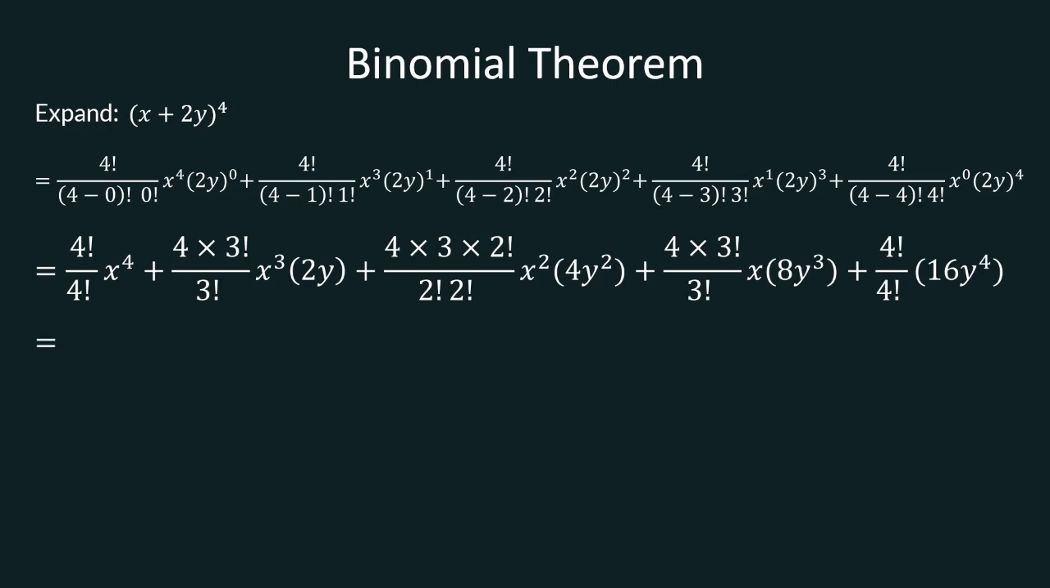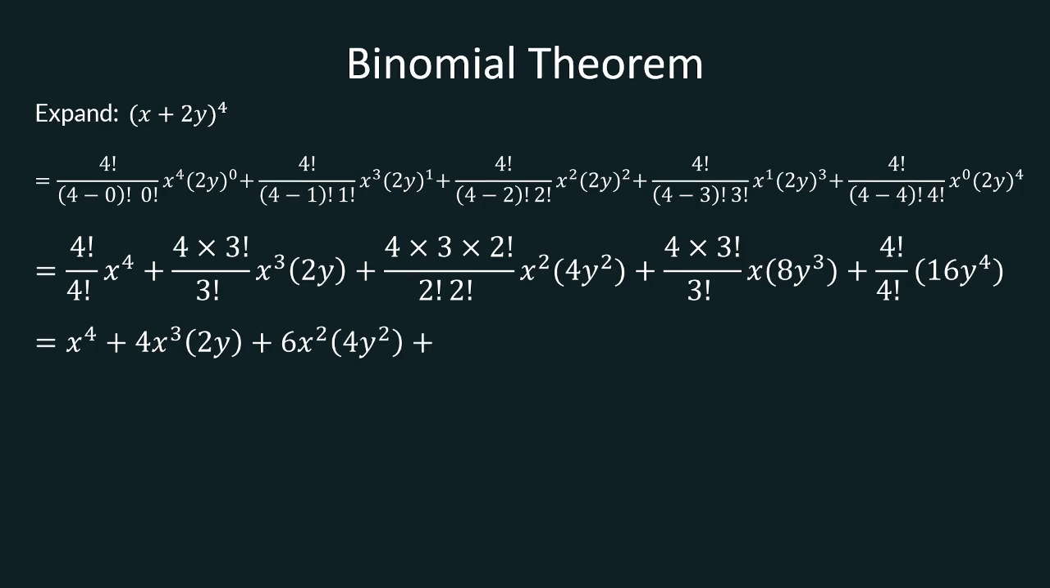The next step, 4 factorial cancels out 4 factorial, so you are left with x raised to the power 4. In the next term, 3 factorial cancels out, so you are left with 4 times x cubed times 2y. The next term, we have 6x squared times 4y squared, because 2 factorial cancels 2 factorial, and 2 factorial is just 2. 4 times 3 is 12, divided by 2, we get 6.